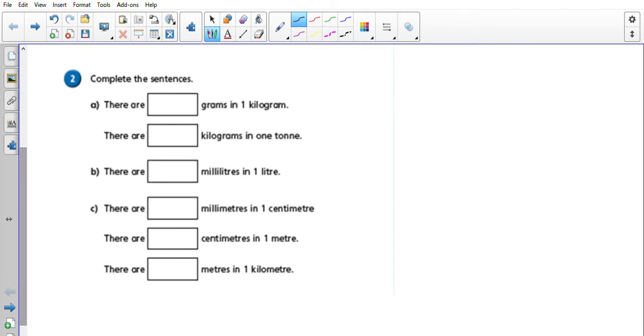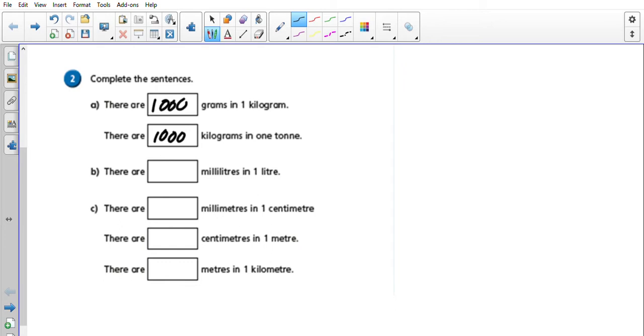So there are how many grams in 1 kilogram? These are facts that we should know. There are 1,000 grams in a kilogram. There are 1,000 kilograms in a tonne. Okay, so something that weighs 1 tonne is 1,000 kilograms. So if someone weighs 50 kilograms, if you got 20 of those people together, they would all weigh a tonne if you put them together.